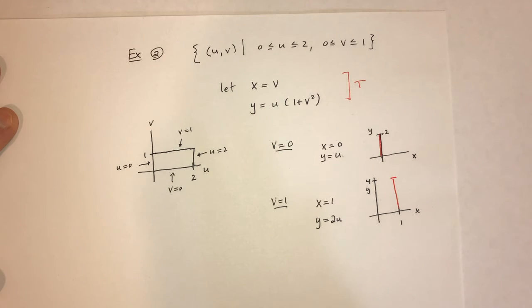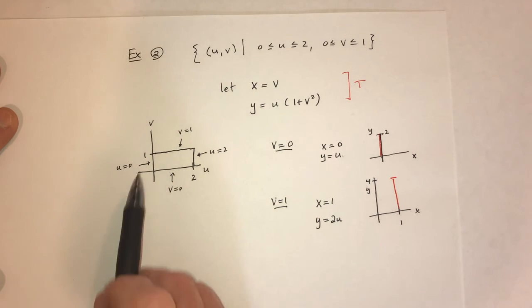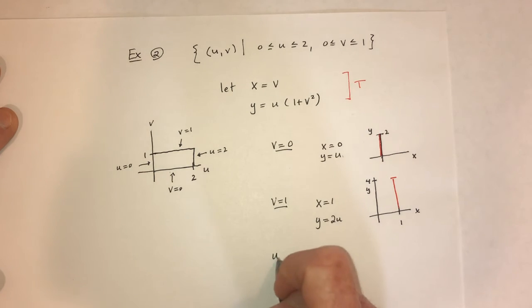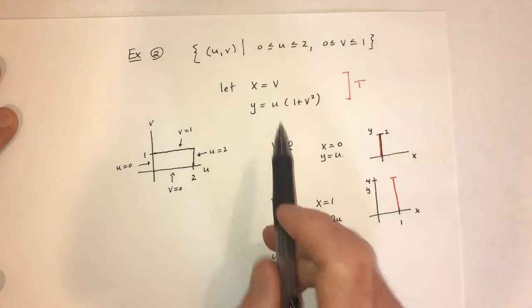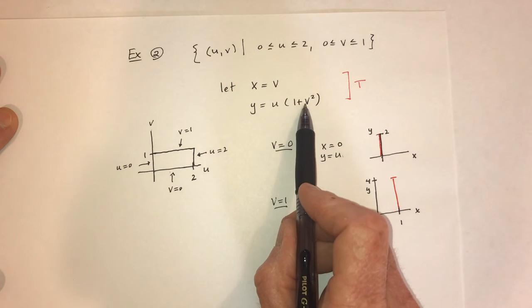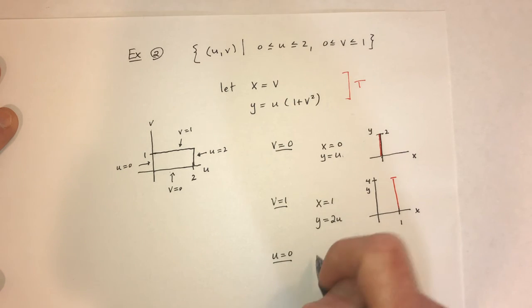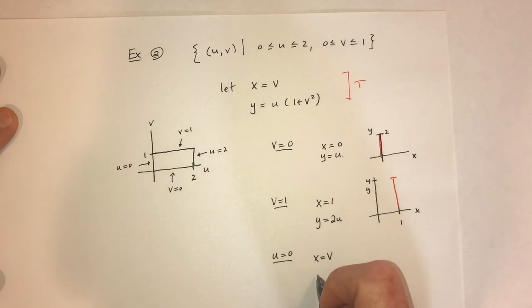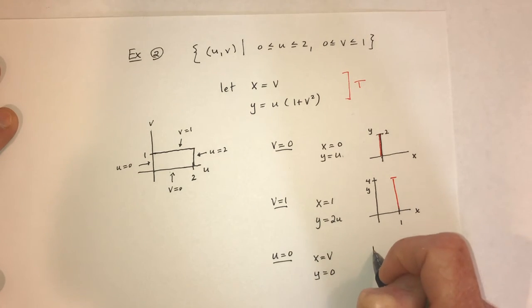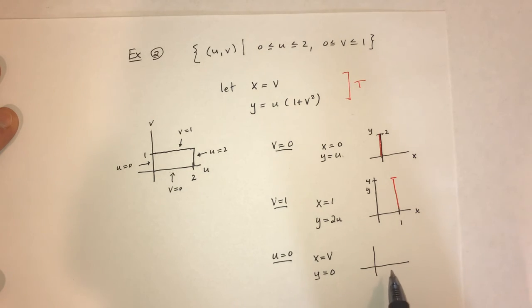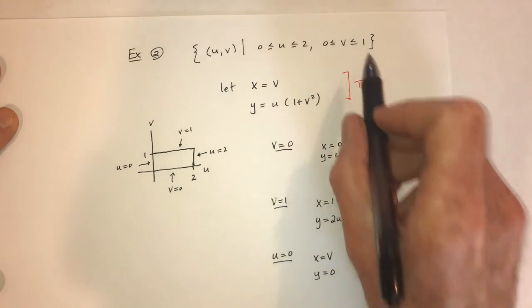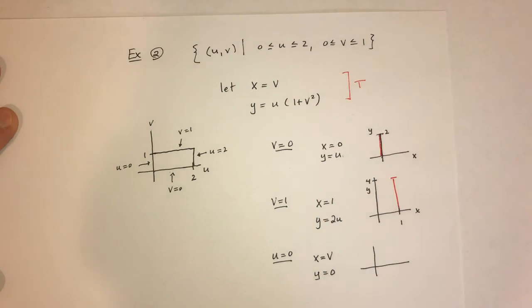Okay, now pick another side. Like, how about u equals 0? So what happens to this side right here? So if u is equal to 0, this is going to be 0 times something, so that's 0. And then it's just going to say x equals v and y equals 0. Well, y equals 0, that's like the x-axis. And then this is going to go as far as v does. So it's going to range between 0 and 1. So that's going to be right here on the x-axis, and it will go out to 1.